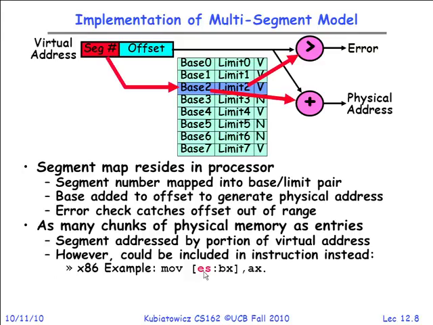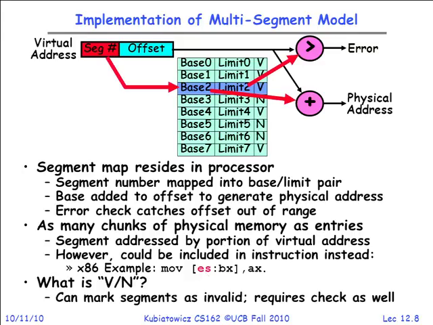Good. So what are the V's and the N's? Well, this is valid, not valid. Okay? So we could, in some sense, turn off a segment just by marking this as an N. And so we have done that. So there are some segment number combinations here which will reach an invalid entry. And then potentially at that point, if we tried to access them, we'd get a fault. And I'll talk more about that later. Okay? So does this idea make sense to everybody?